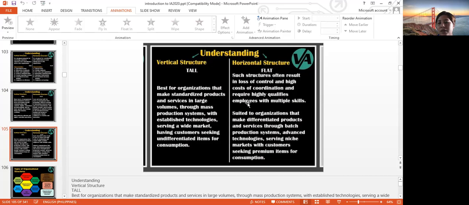For horizontal structures, such structures often result in loss of control and high cost of coordination, and require highly qualified employees with multiple skills. They are suited to organizations that make differentiated products and services through batch production systems, advanced technologies, serving niche markets with customers seeking premium items for consumption.